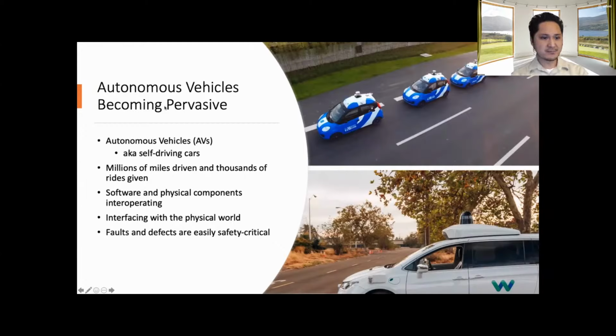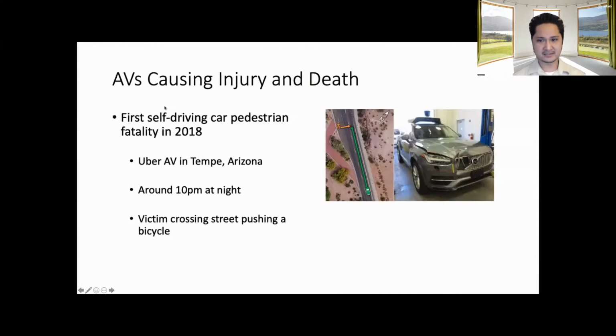So of course, we're talking about cyber-physical systems. They have both physical components and software components that interoperate and interface with the physical world. And as we've been discussing, such systems are easily safety critical. And the bugs, the faults, the defects within them can easily result in injury to people and other living creatures, and also loss of life, like this example here from 2018, which is in fact the first AV pedestrian fatality, which occurred in Tempe, Arizona.